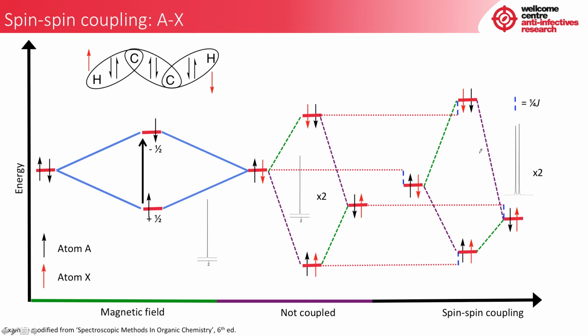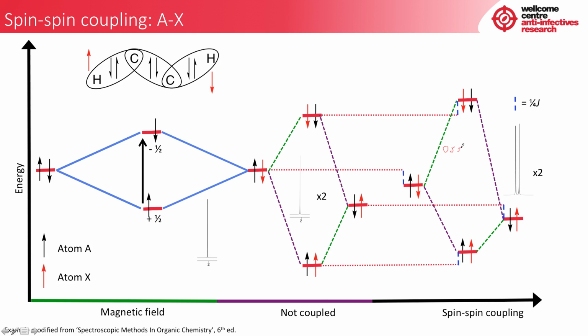If we start by considering atom A, we can see that for this transition, this anti-parallel state is 1/4 of J more favourable than before coupling, and this state here, where both of the spins are aligned against the field, is 1/4 of a J less favourable. The result of this is that the overall size of the transition is 0.5 J larger.